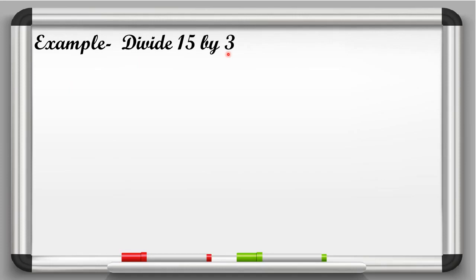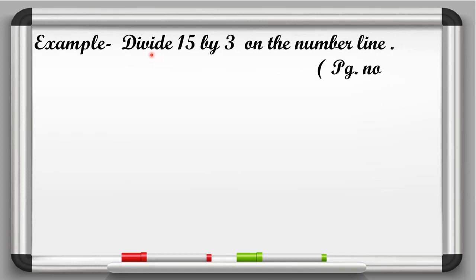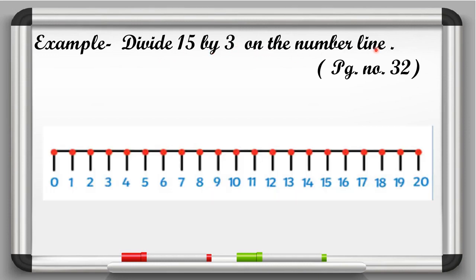Divide 15 by 3 on the number line. So here, beta, in this example, we will learn about division of 15 by 3 on the number line. Here we have a number line, and on this number line we have numbers from 0 to 20. Our question is divide 15 by 3. First of all, we will move from 0 to 15. Okay, beta, like this, we will move from 0 to 15.